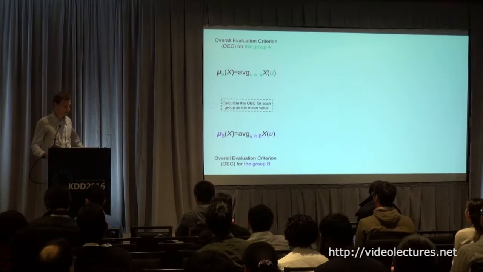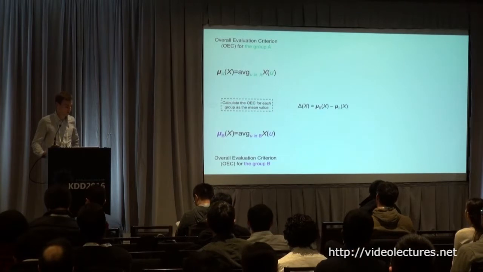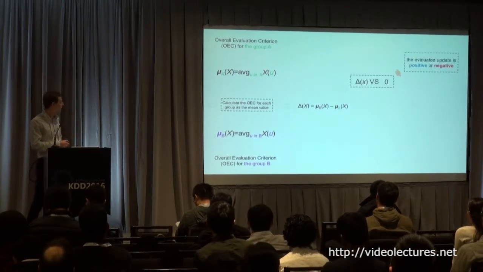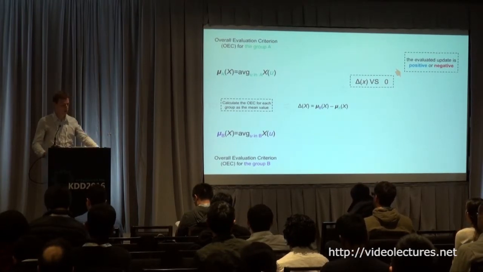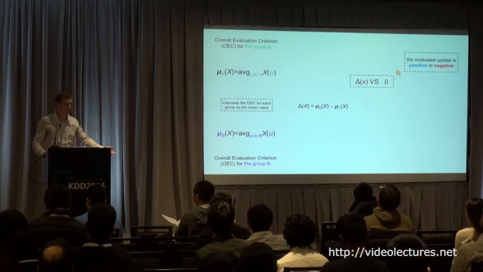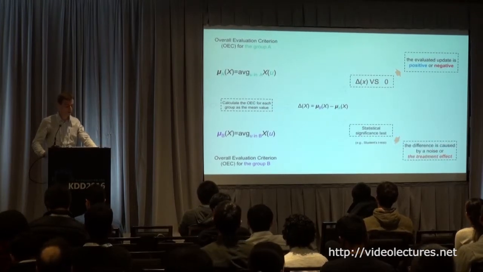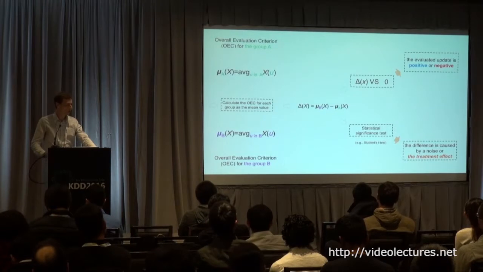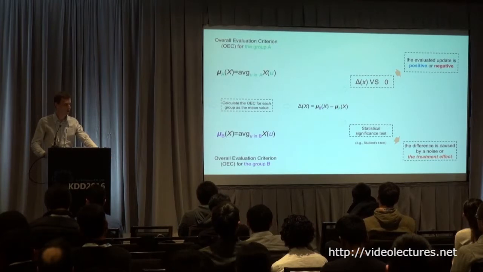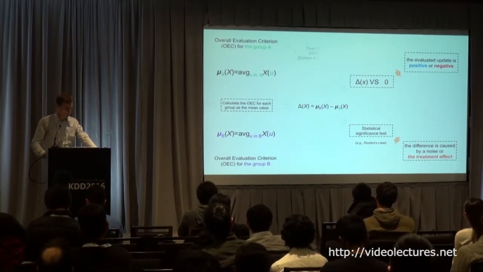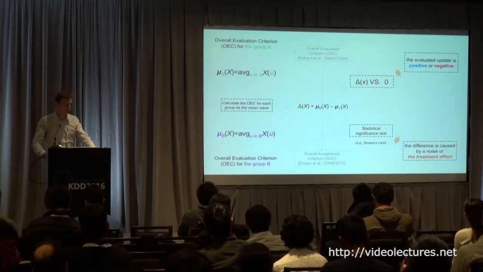Having the OEC value for each group, we calculate the difference between them and compare it with 0. Thus, we decide whether the evaluated update is positive or negative for our service. Finally, a statistical significance test is applied to determine whether the difference is caused by noise or the treatment effect. Usually, the state-of-the-art Student's test is applied. The combination of an OEC and a statistical test is referred to as an overall acceptance criterion.